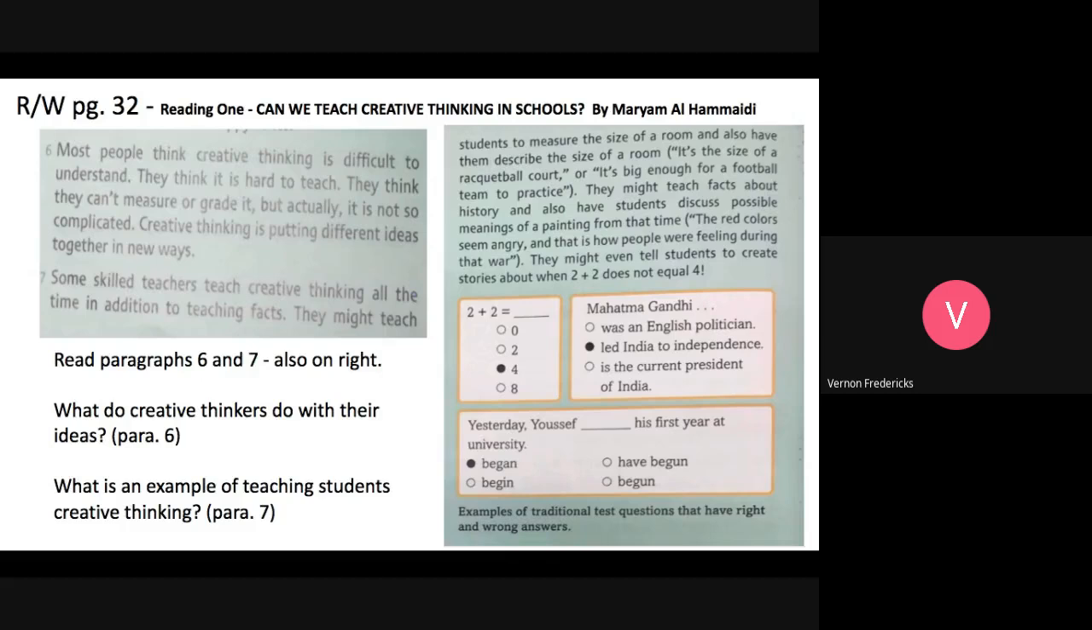They might teach facts about history and also have students discuss possible meanings of a painting from that time. The red colors seem angry, and that is how people were feeling during that war. They might even tell the students to create stories about when 2 plus 2 does not equal 4. Okay, so question number 7. What's an example of teaching students creative thinking?